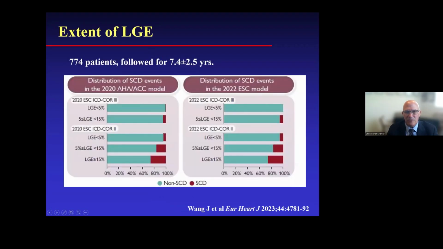Now, is 15% the right cutoff? It is a continuous variable. This was a study published in the European Heart Journal that I had the pleasure to review before it was published in 2023. 774 patients followed for over 7 years. In maroon are the patients with sudden cardiac death events. You can see that the majority of the events occurred in those with LGE more than 15% of LV mass. That being said, there's still a substantial number of events in the patients with between 5 and 15% LGE as a percentage of LV mass.